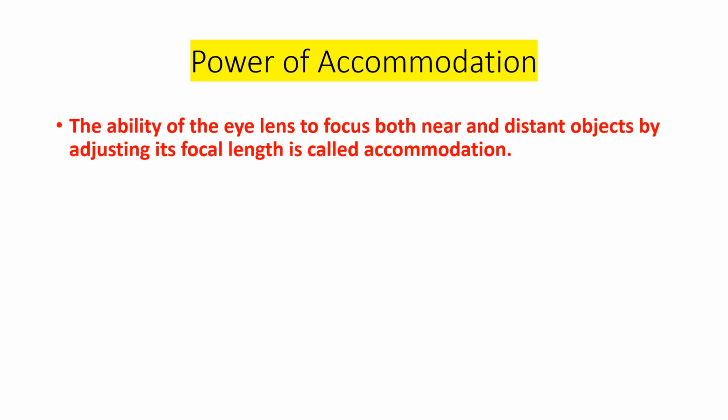Now next and very important, we'll talk about power of accommodation. Now what is power of accommodation? The ability of the eye lens to focus both near and distant objects. And how can it be done? By adjusting the focal length of the lens. So the ability of the eye lens to focus both near and distant objects by adjusting its focal length is called power of accommodation.